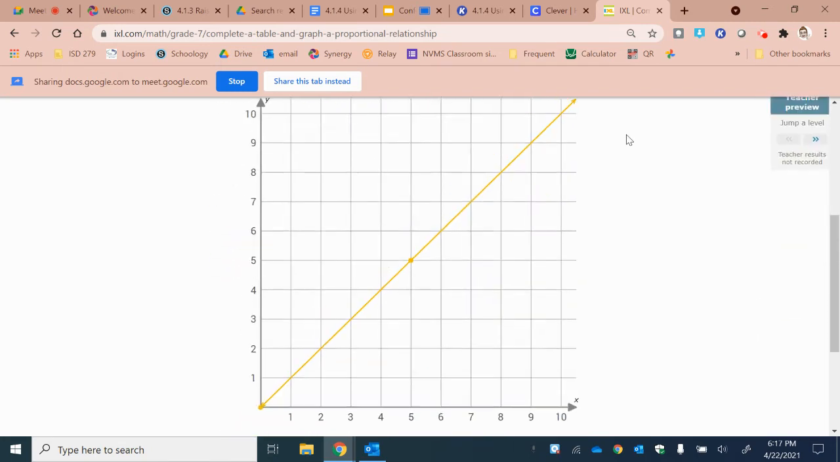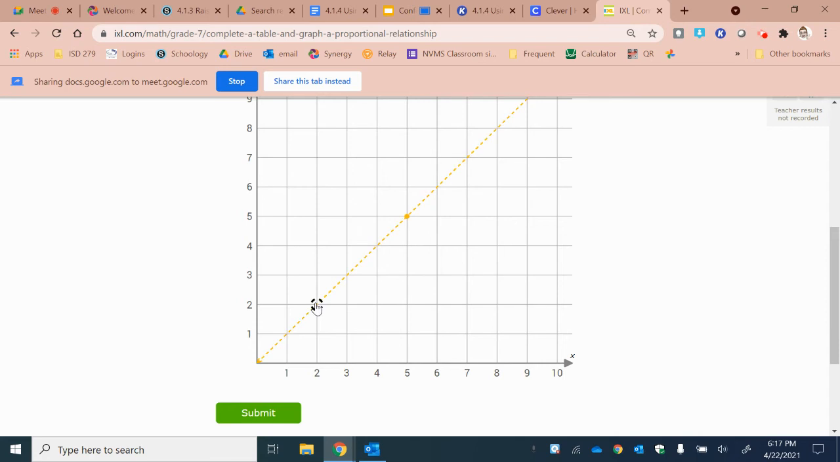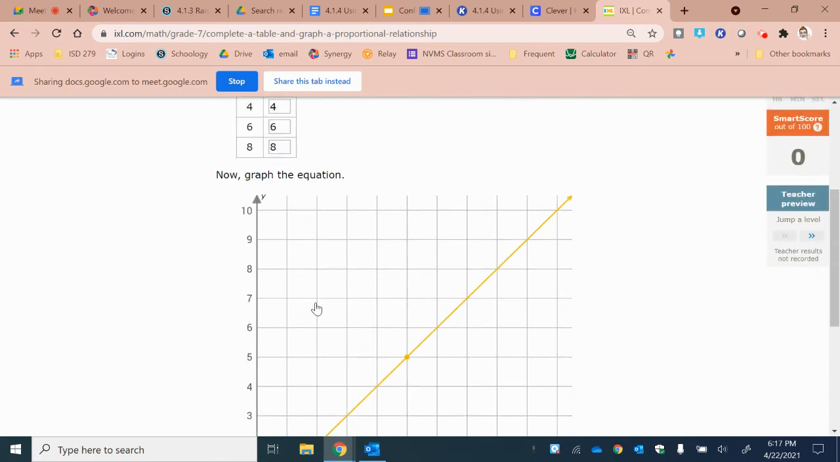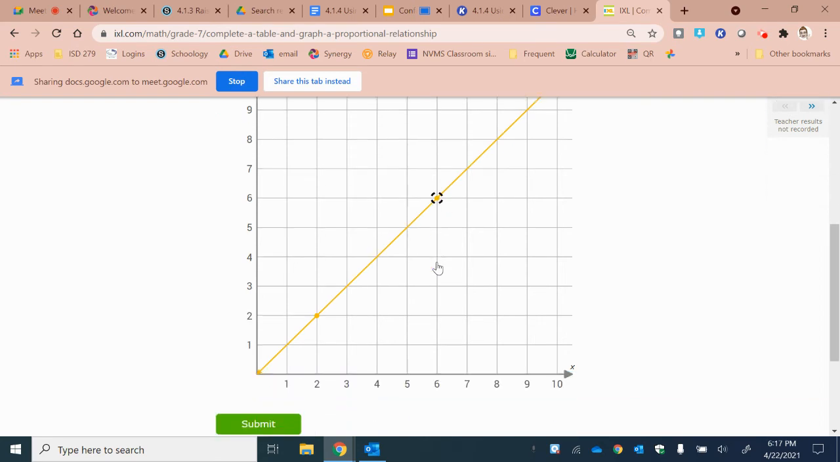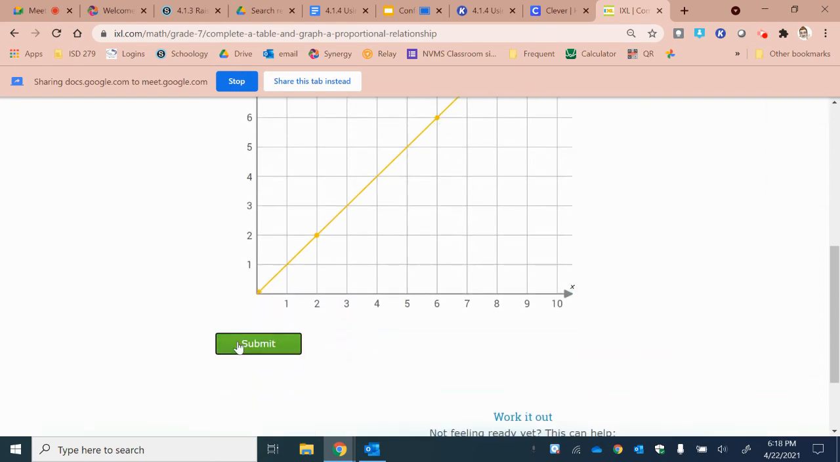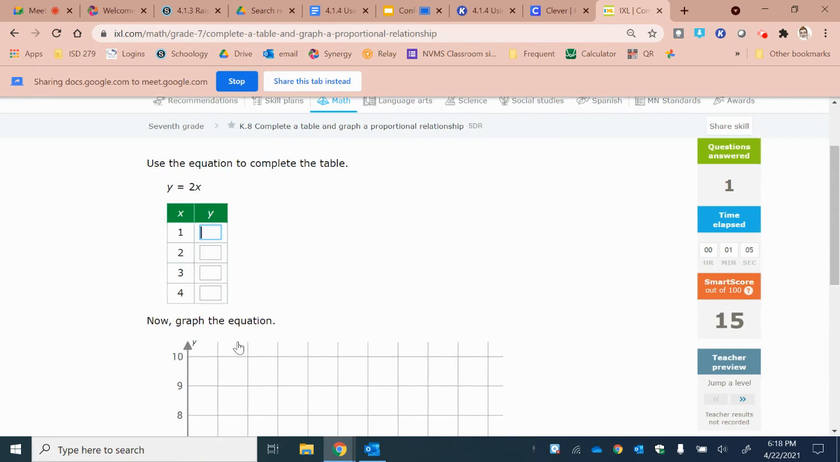So I know that we have the point 2, 2, and then we also know 6, 6, which is right here. And then it looks like it automatically makes the line. And you go ahead and click submit. Now on this one, it's a little bit more interesting.